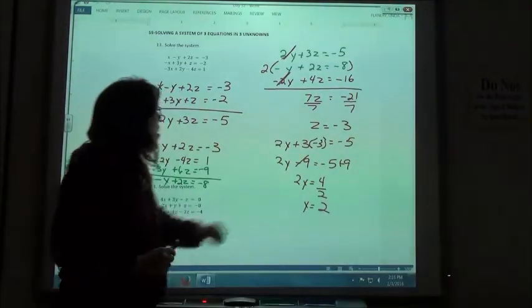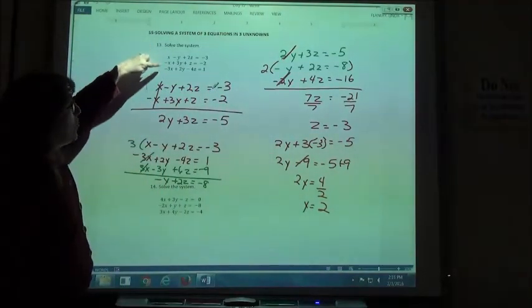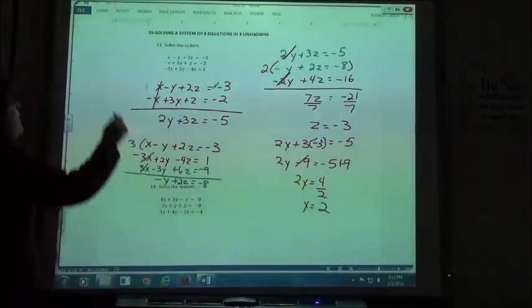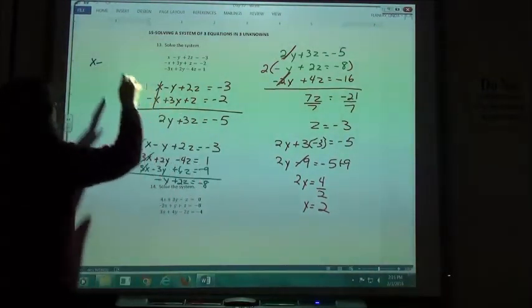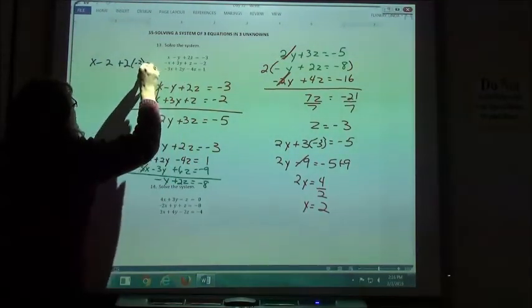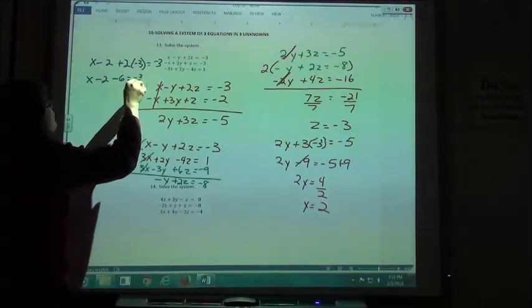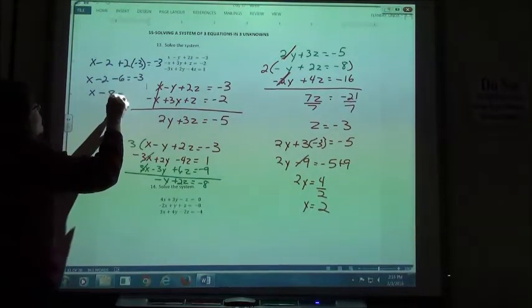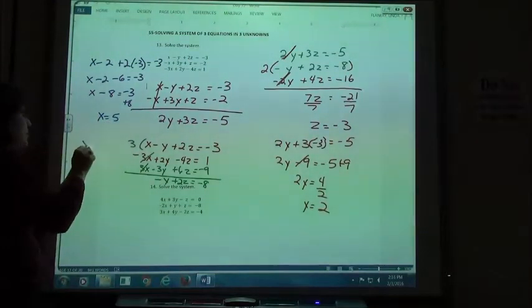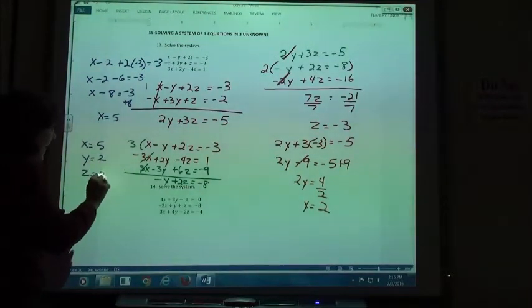So I found z, I found y, I still need to find x. In order to find x, I have to go to one of my original equations, substitute in the 2 for y, the negative 3 for z. So I'm just going to use the top one. x minus the y value of 2 plus 2 times the z value of negative 3 should equal negative 3. So x minus 2 minus 6 equals negative 3. x minus 8 equals negative 3. So adding my 8, x would equal 5. So I got answers of x equals 5, y equals 2, and z equals negative 3.